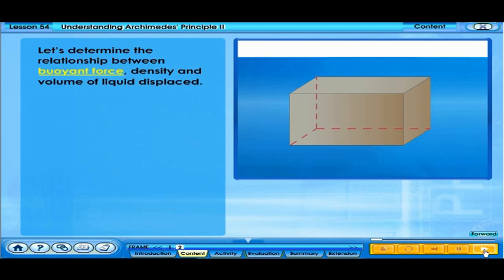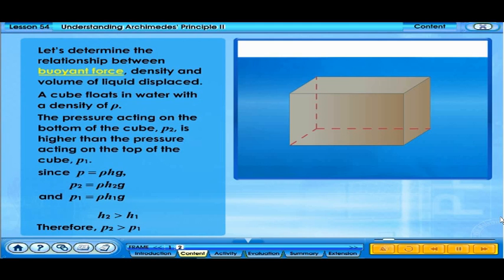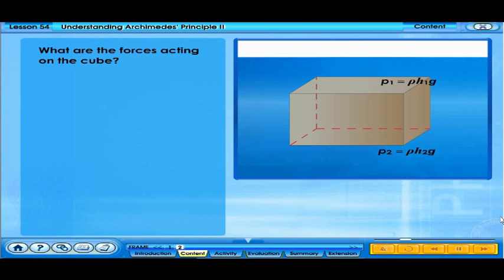Let's determine the relationship between buoyant force, density, and volume of liquid displaced. A cube floats in water with a density of ρ. We know that the pressure acting on the bottom of the cube, P2, is higher than that on the top of the cube, P1, due to the depth of the water. What are the forces acting on the cube?